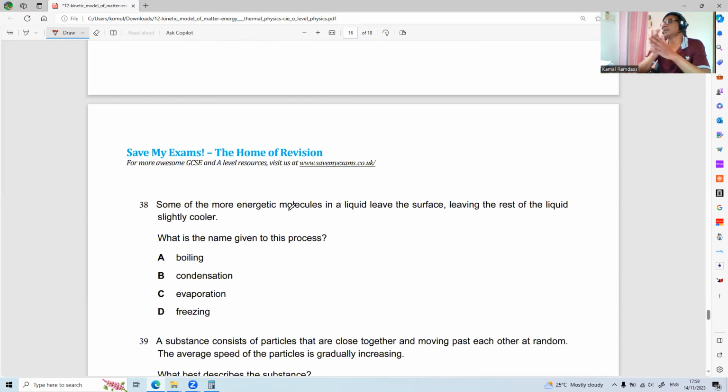Some of the more energetic molecules in a liquid leave the surface, leaving the rest of the liquid slightly cooler. What is the name? Evaporation.